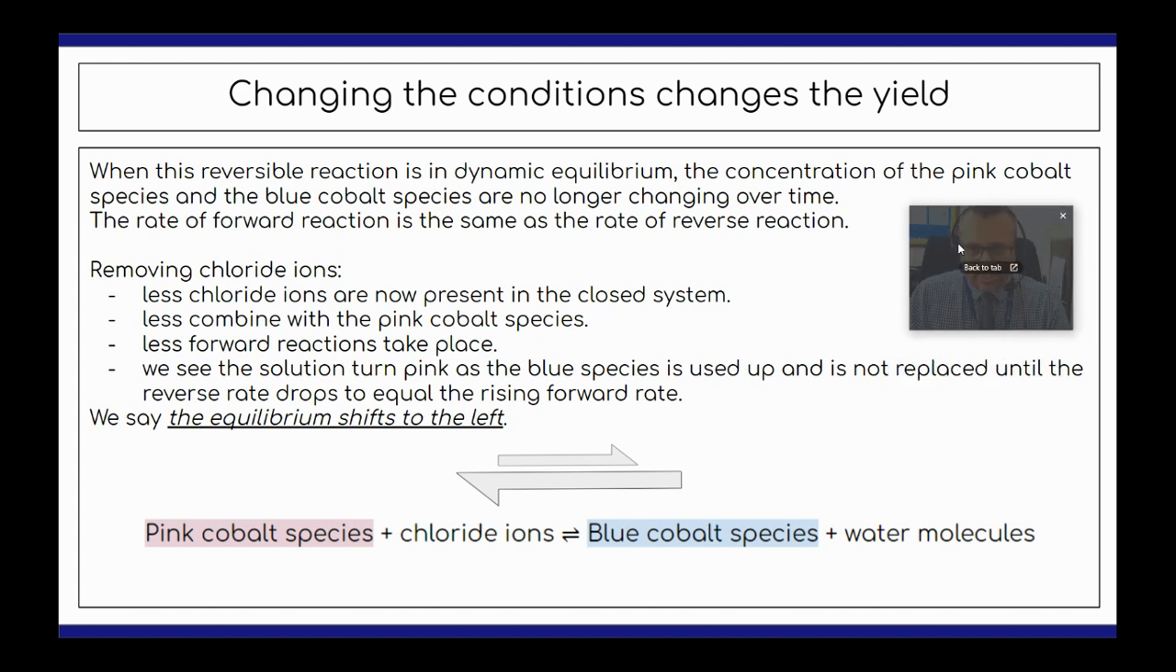Now, exactly the same justification can be used for removing chloride ions. If you remove chloride ions, you have a shift to the left because the reverse reaction rate is higher than the forward reaction rate. Fewer forward reactions take place, and the solution turns pink as the blue species is used up and is not replaced until the reverse rate drops to equal the rising forward rate.